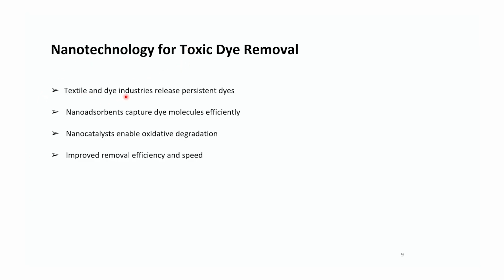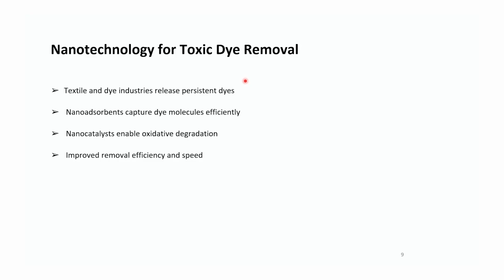Textile and dye industries release persistent dyes. They constantly keep releasing dyes that percolate through the ground and get into water, go through rivers, and the effluents get released into water bodies and pollute the entire water system. So these textile and dye industries release persistent dyes. Then nanoadsorbents capture dye molecules efficiently.